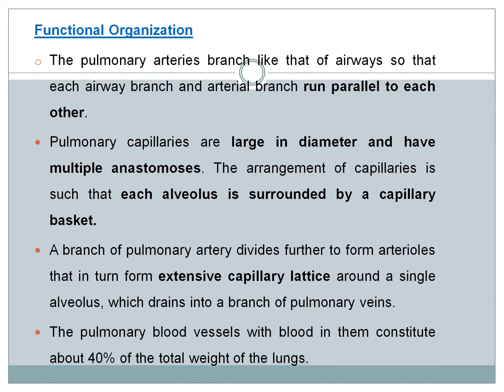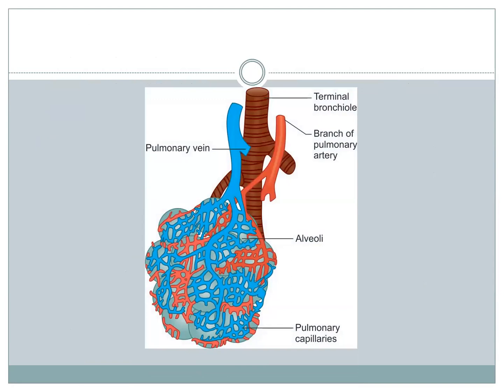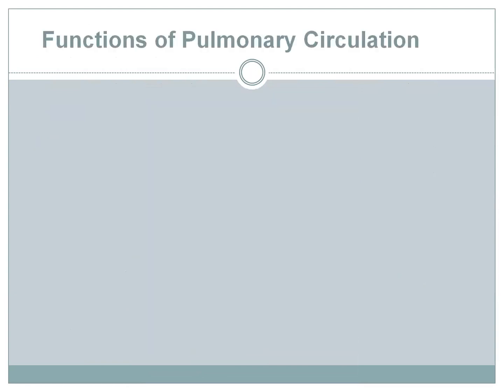So this is how the organization of these pulmonary arteries is there. Here the branches are seen and the capillaries are surrounding the alveolus such that they are forming extensive anastomosis and giving a basket-like structure.